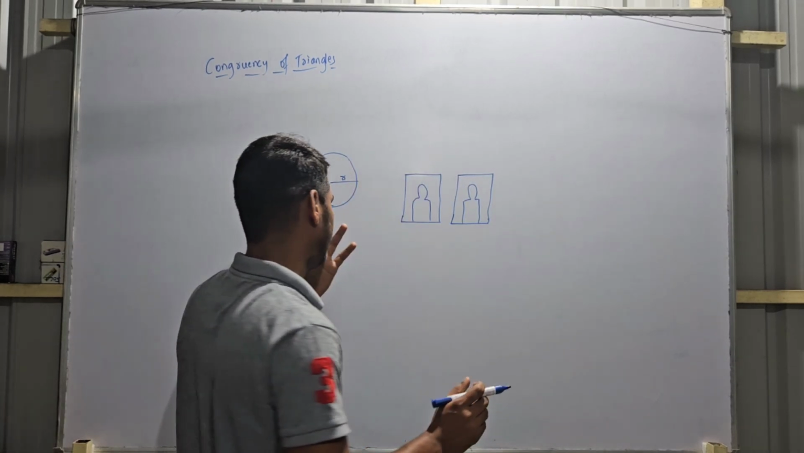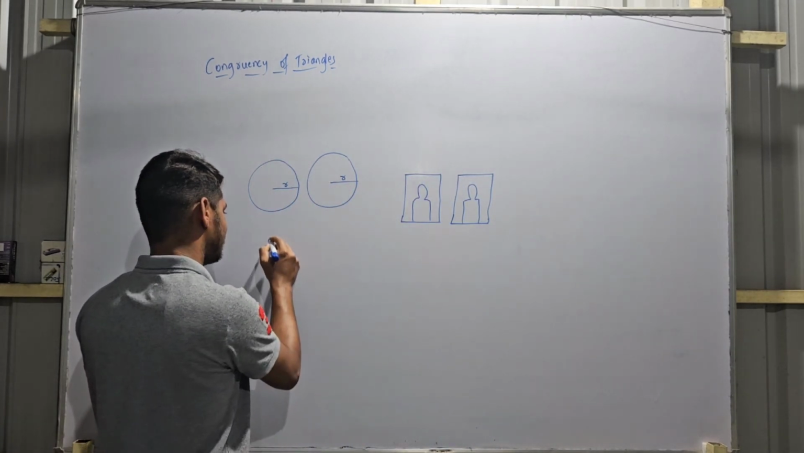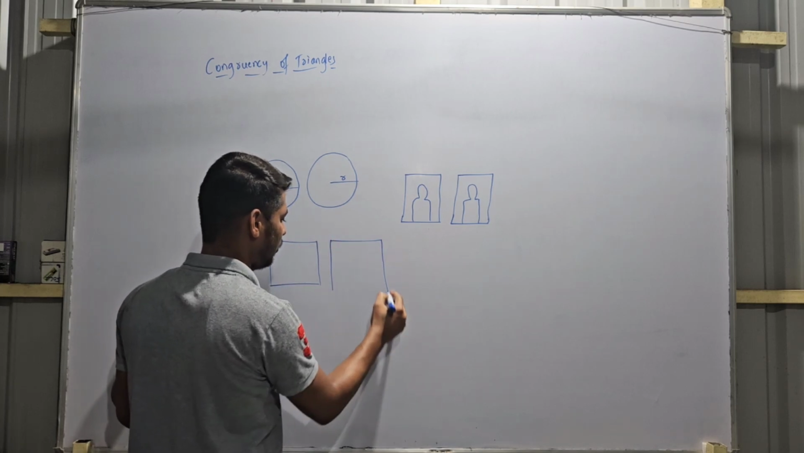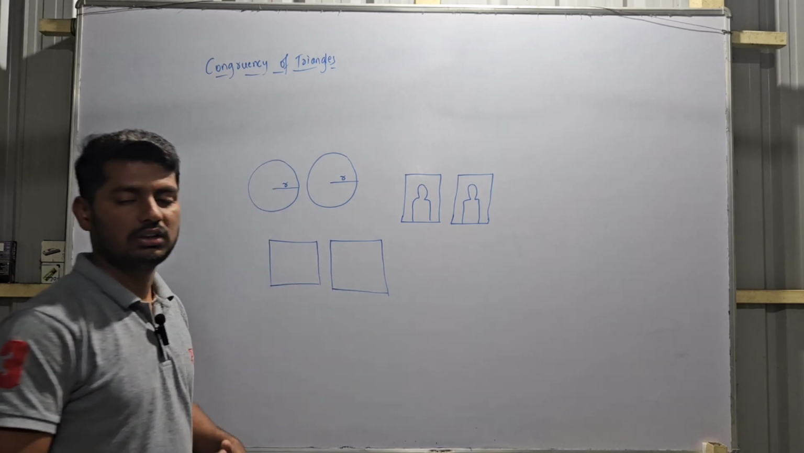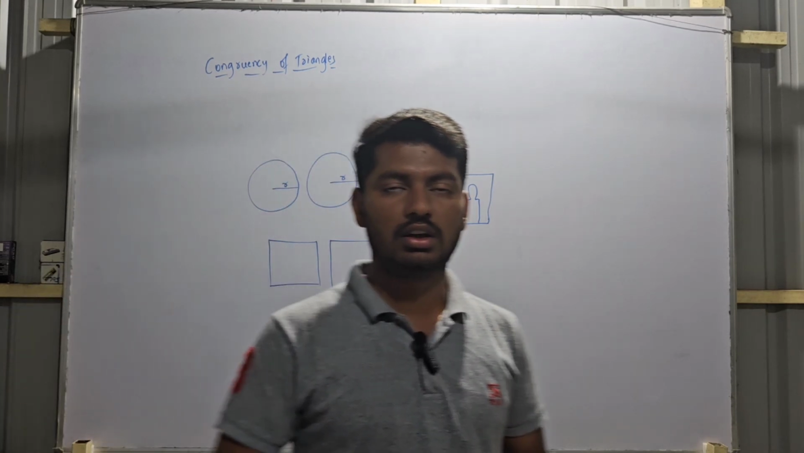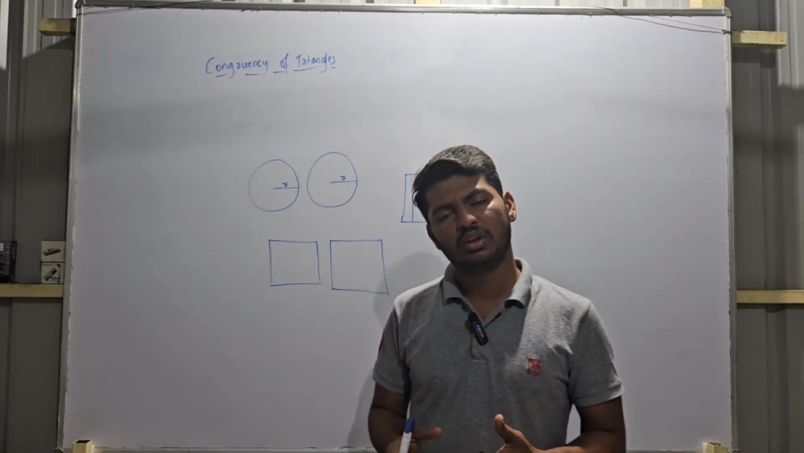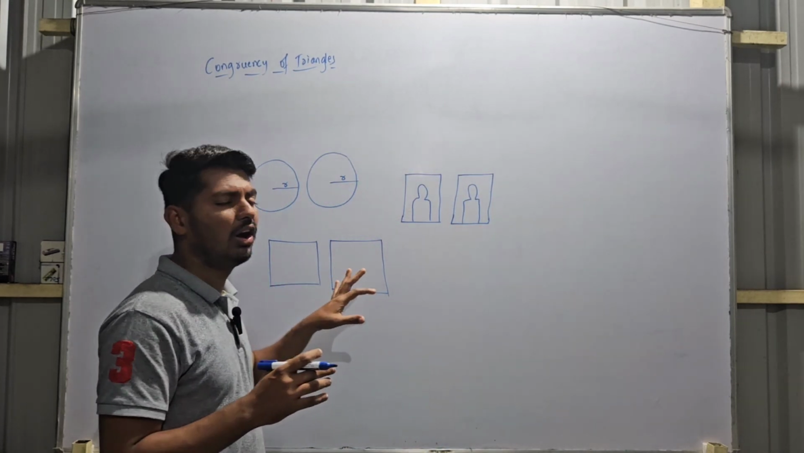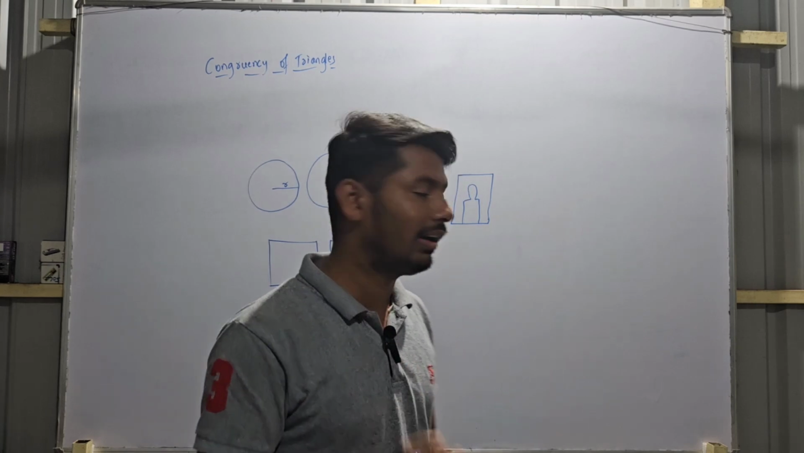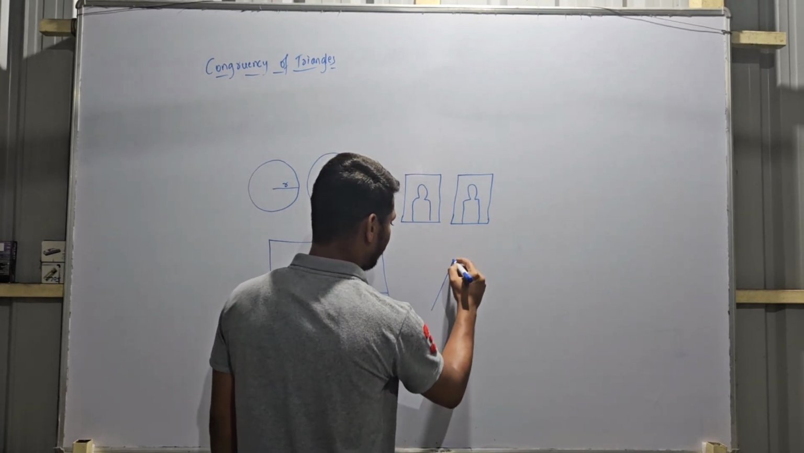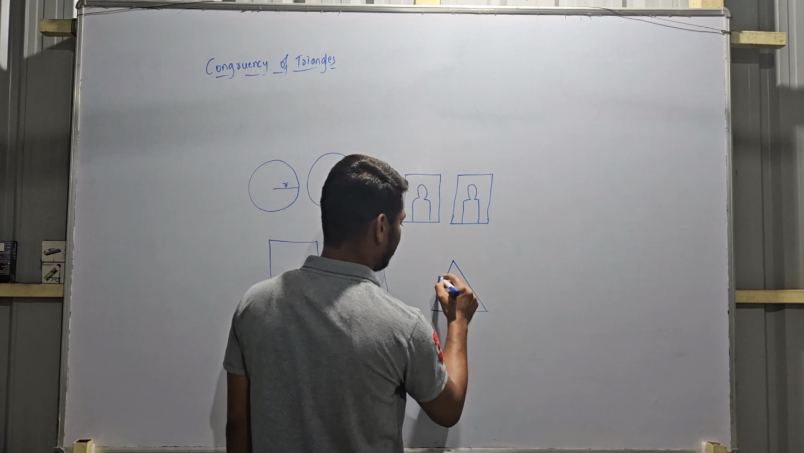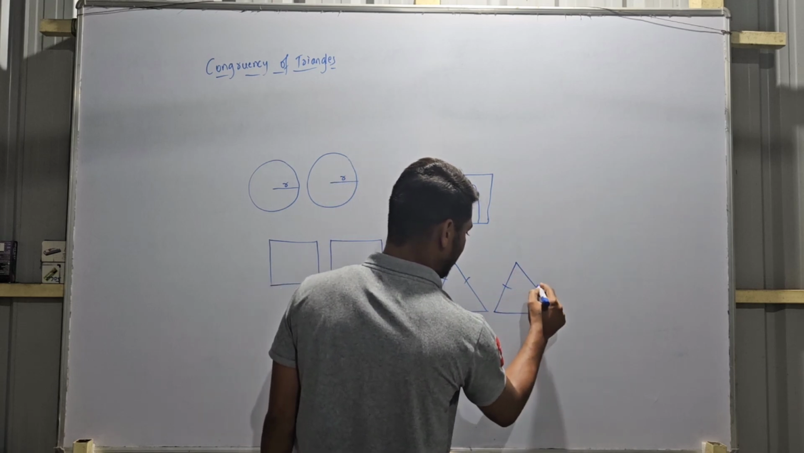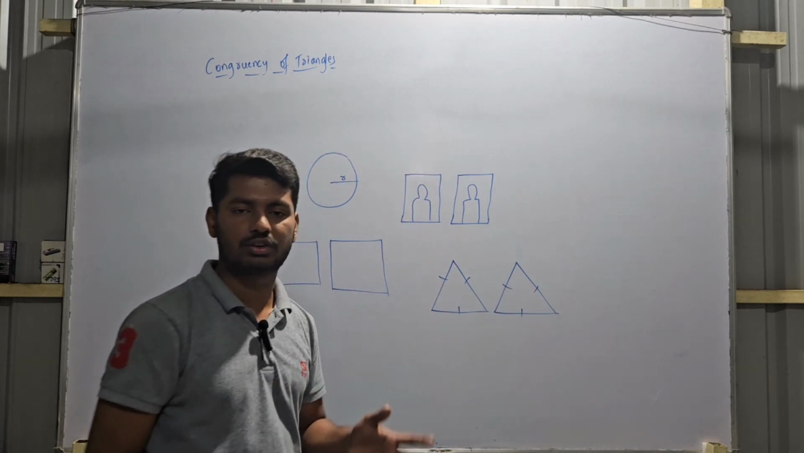So in that, squares of the same sides are always congruent. We have many examples for congruent objects. Also an equilateral triangle. Equilateral triangle means what? See here, equilateral triangle means all three sides will be equal. So equilateral triangles of the same side are always congruent to each other.